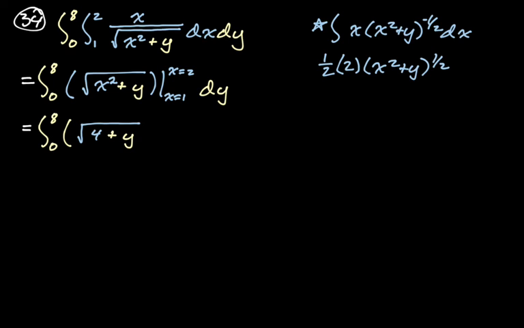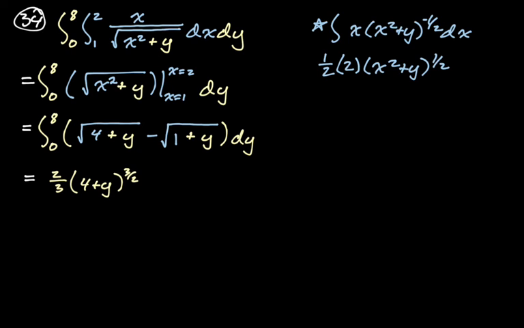So when we plug in 2, we get this. When we plug in 1, we get minus this. Now we're going to integrate these. There's no chain rule to worry about, so we just do plus 1 times the reciprocal. So we're going to get 2/3, 4 plus y to the 3/2, minus 2/3, 1 plus y to the 3/2. Y goes from 0 to 8, but there's only one variable, so we don't have to label it.